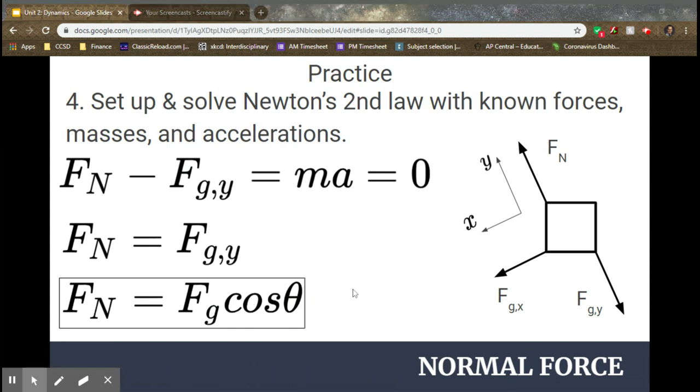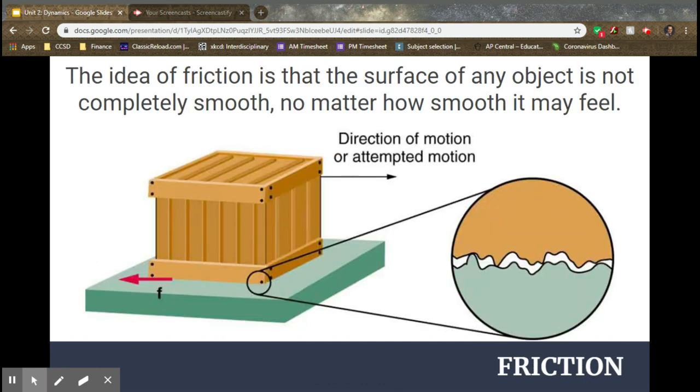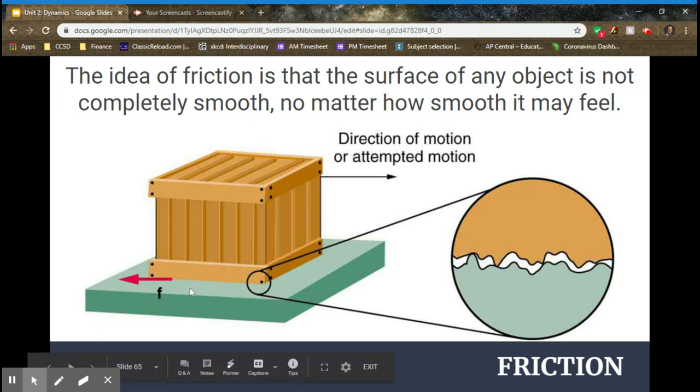All right. Let's talk about friction. It doesn't matter how smooth the surface is. An object can feel completely smooth, but it's not completely smooth. Even something like ice, which is close to frictionless, is not perfect. So a table, a surface, or a floor might look and feel flat and smooth.